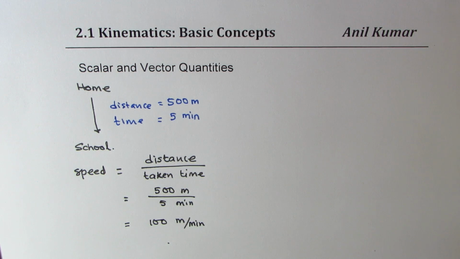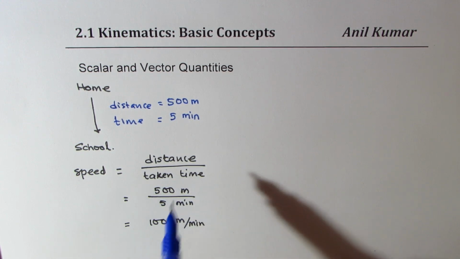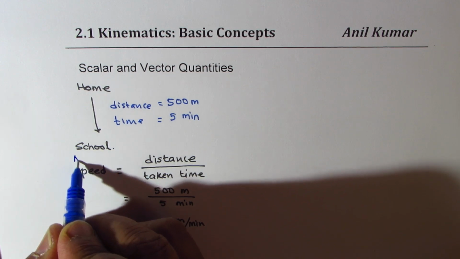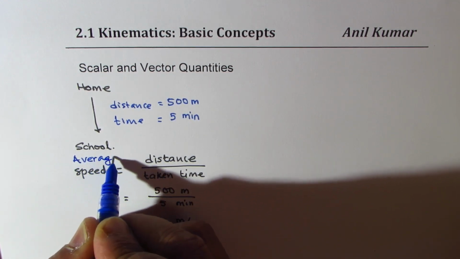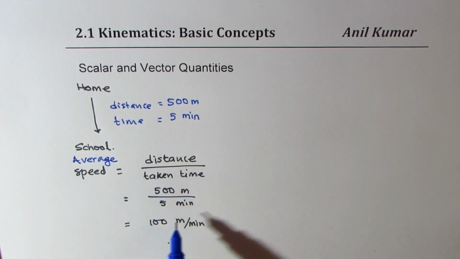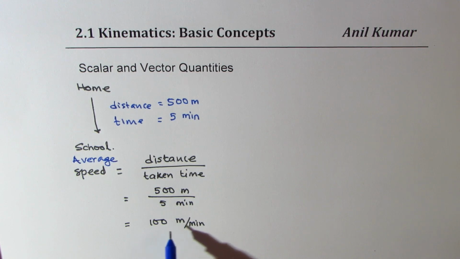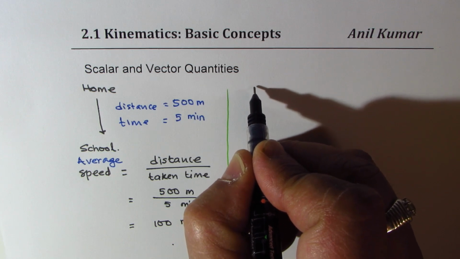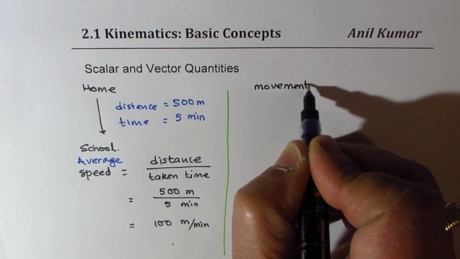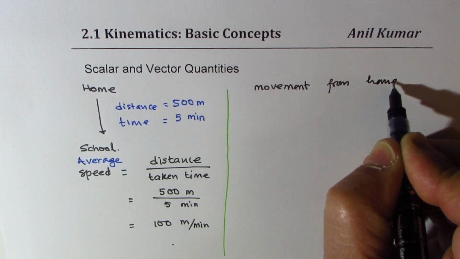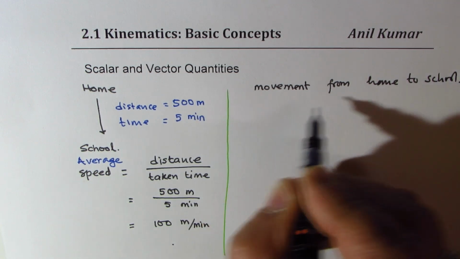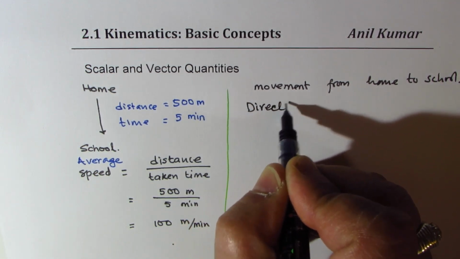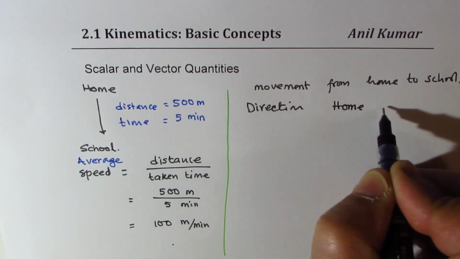Now, whenever we are talking about kinematics, physics specifically, we have to be very particular. So in this case, what we are really talking about is average speed. So let me qualify this word with average. So we say the average speed, or the overall speed, of this journey was 100 meters per minute. That is one way of describing it. The other way is that we could say the movement from home to school. Now we are given a direction. Do you see that? Direction is from home to school.